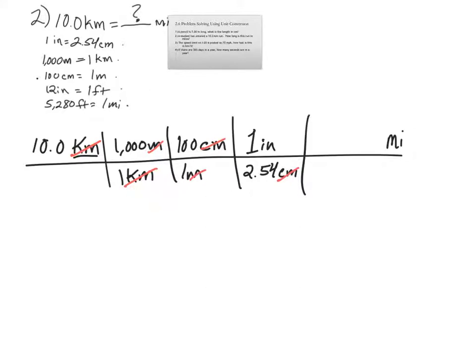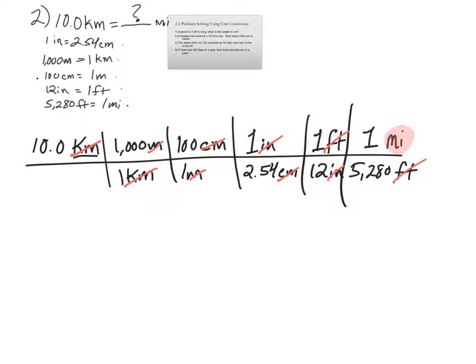Now we're converting inches to feet. There will be 12 inches in each foot. And now finally we need to go from feet to miles, and there are 5,280 feet for each and every mile. And your feet will cancel out, leaving you with just miles as your unit.